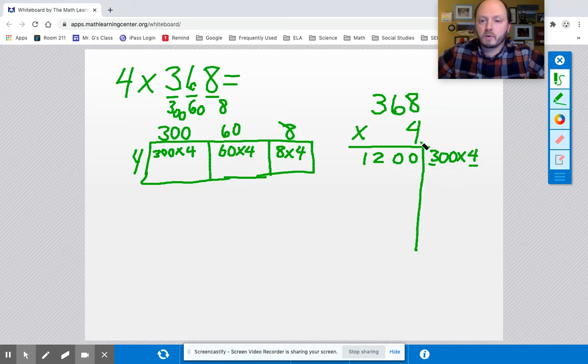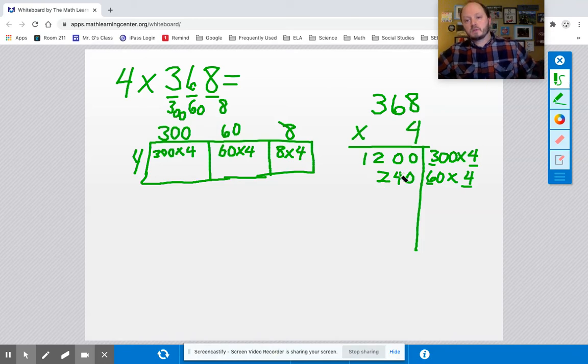And the next one, 60 times 4. If you know 6 times 4, then you're going to know 60 times 4, right? So 60 times 4 is 240. And notice how I'm trying to keep those numbers all in line. We want to make sure that the numbers are all lined up. And grid paper is actually really useful for that.